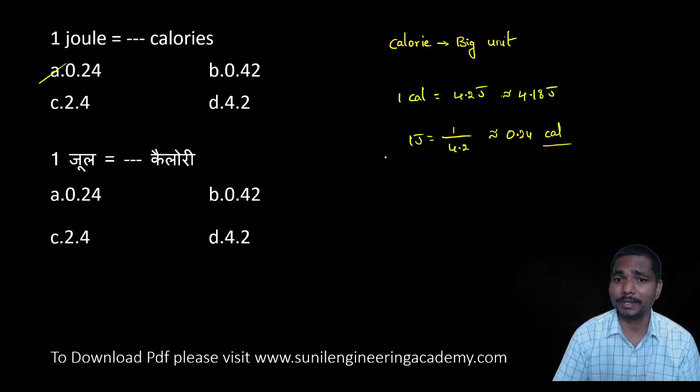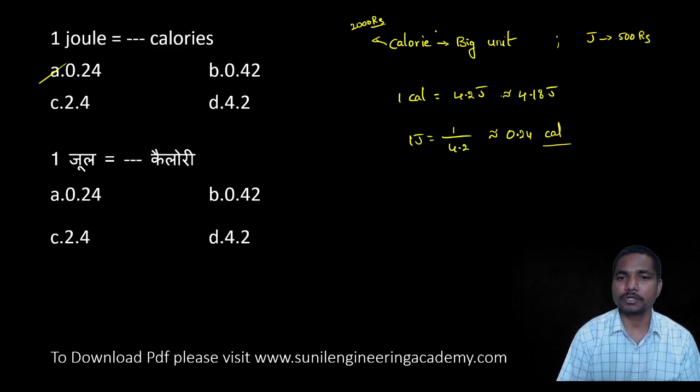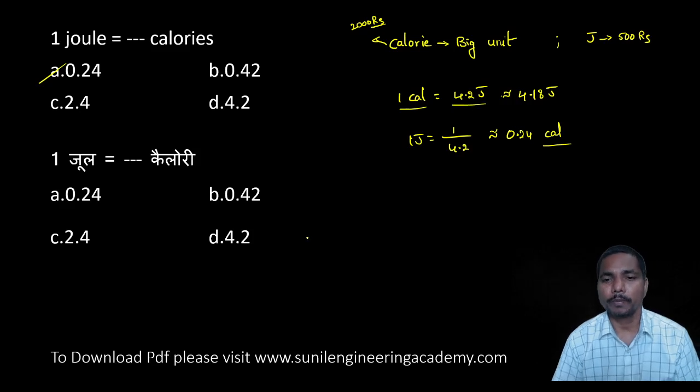That means calorie is like a 2000 rupees note. Joule is like a 500 rupees note. 1 calorie, 2000 rupees note is equal to 500 notes. In the same way, 1 calorie is equal to approximately 4.2 joules. 1 joule is equal to 1 by 4.2, that is approximately 0.24.